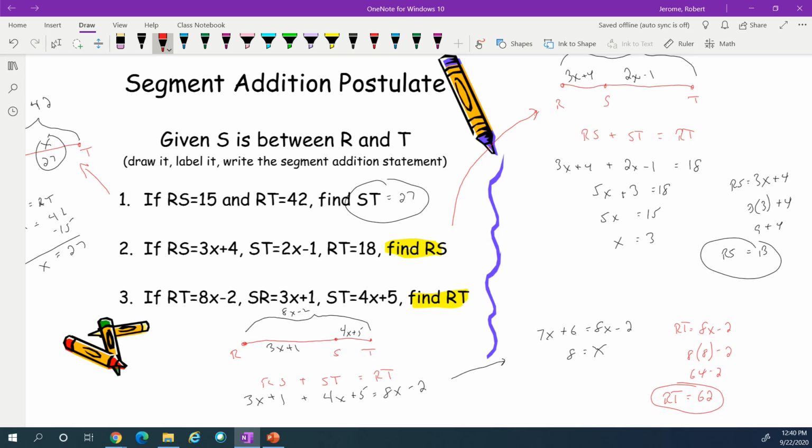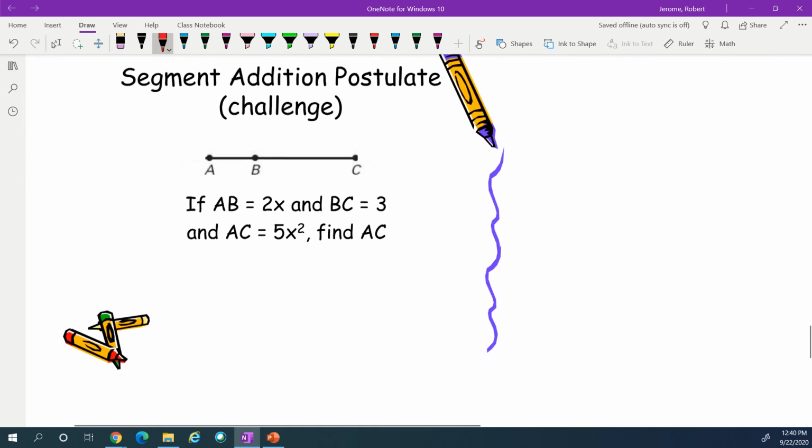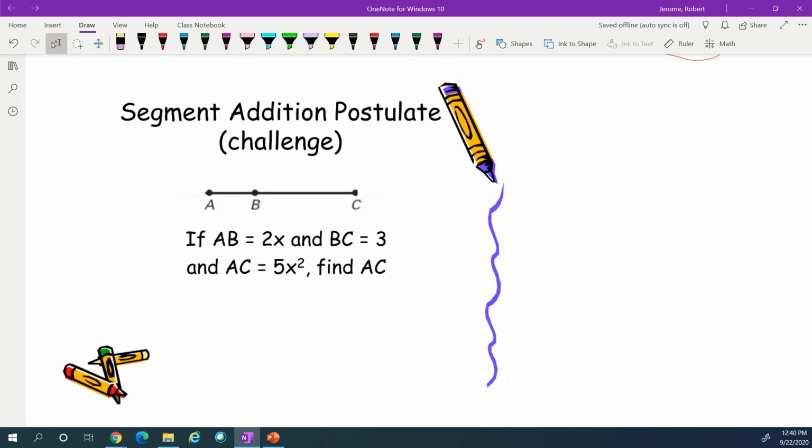So nothing has changed across over a half a dozen examples. The geometry has not changed. All we did was change the algebra for each question. And in fact, that's true even in an example like this. AB is 2x, BC is 3, and the entire statement, AC, is 5x squared.